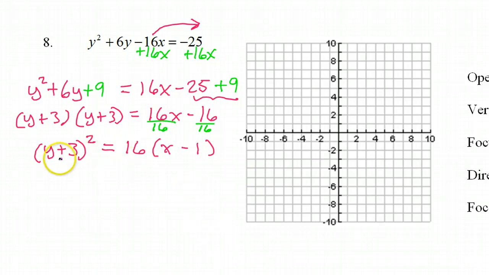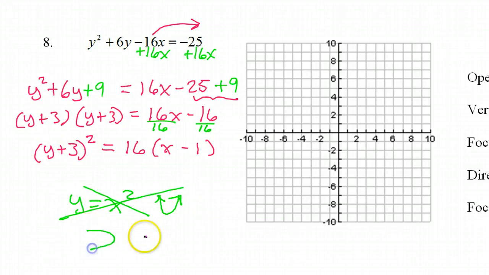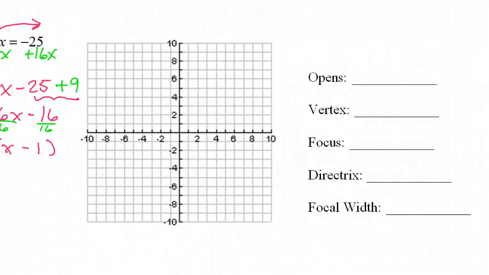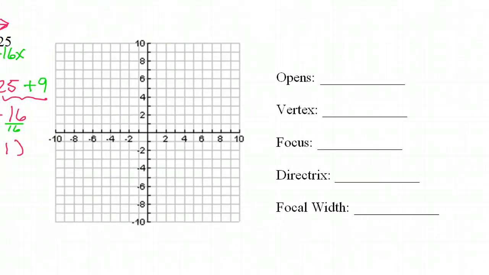First of all, let's decide, is this opening up, down, left, or right? Well, because it's a y squared problem, instead of the usual y equals x squared, which would be up or down, the x is not squared. The y is squared, so we know that when the y is squared, that's when it's either left or right. And because this 16 is positive, that tells us that it's going to open to the right. Okay, so we're opening to the right.